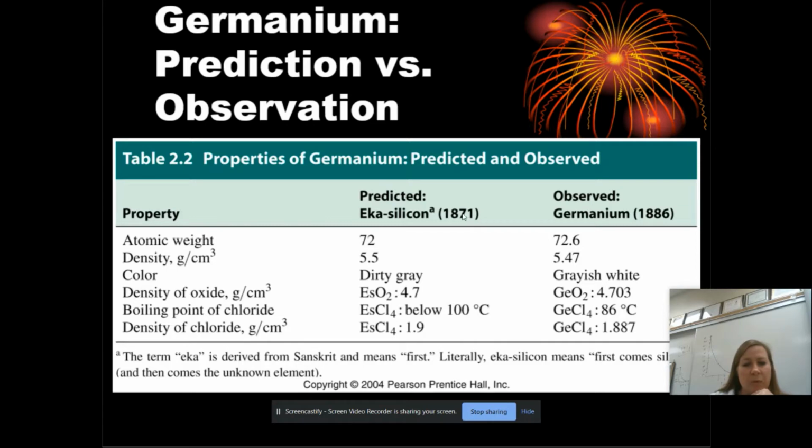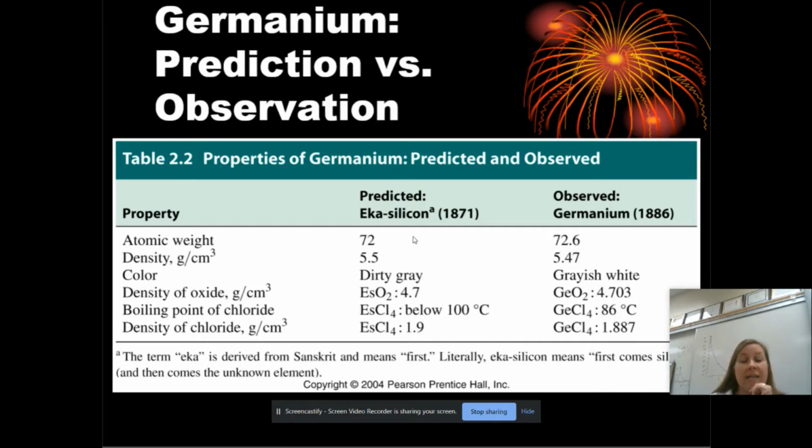So in 1871, he published this prediction about the element that later became known as germanium. He said, I think its atomic weight is going to be about 72, and its density about 5.5. Its color will be dirty gray. It'll bond with 2 oxygen atoms, and when it does that, the density of that compound will be 4.7 grams per cubic centimeter. It bonds with 4 chlorine atoms, and when it does that, it has a boiling point below 100, and the density of that compound is going to be about 1.9.